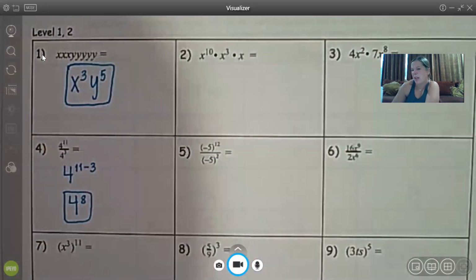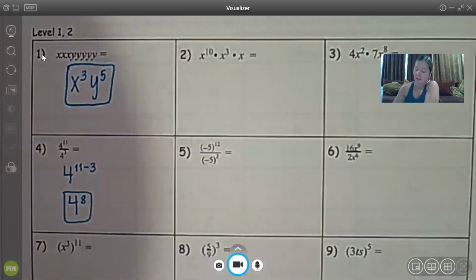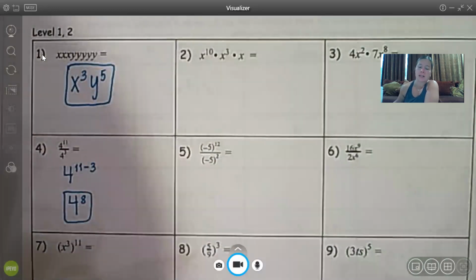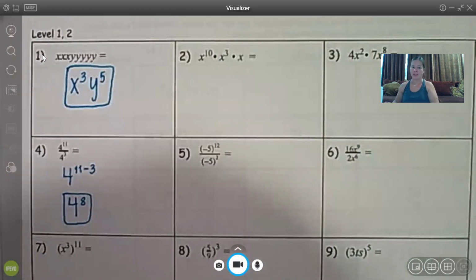If it was like 3 minus 11 instead of 11 minus 3, I could use the pancake method to figure out what 3 minus 11 was. Okay. Don't forget all of your rules when you're completing problems 5 and 6. Pause the video now if you would like to work on problems 5 and 6.